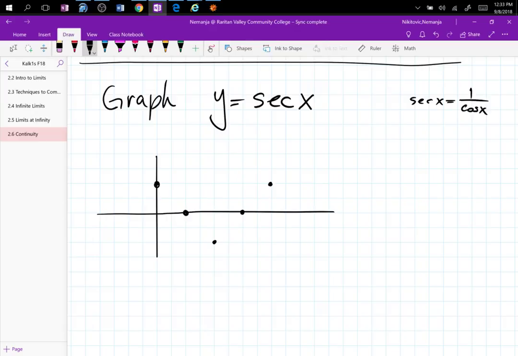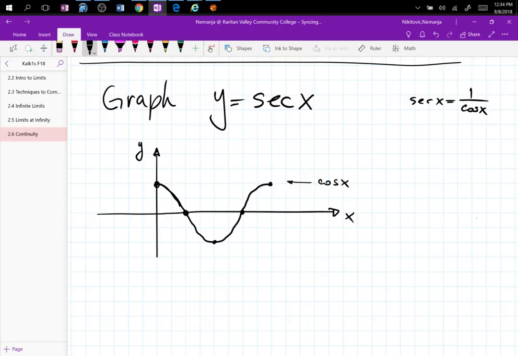Cosine starts at 1 and then falls into negative 1 and then rises up back to 1. This black line over here is your cosine x. Now, remember what I have: I need 1 over cosine. Anytime cosine goes through the x-axis, its y value is 0, and you are getting 1 over 0. You are creating a vertical asymptote.